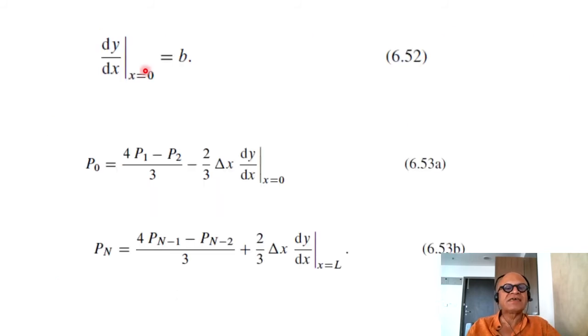So we are setting dy/dx at x = 0 equal to b, that is by definition what we said: the gradient at the boundary has to be constant. Then P0 can be written as (4P1 − P2)/3 − (2/3)Δx dy/dx at x = 0. And similarly at the right boundary, Pn equals (4Pn−1 − Pn−2)/3, plus, a similar expression with a different sign because you are at this end, plus (2/3)Δx dy/dx at x = L.